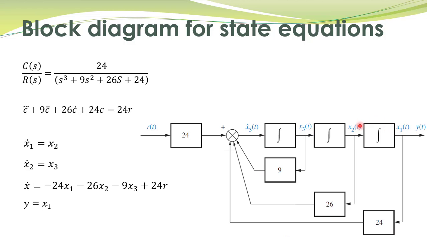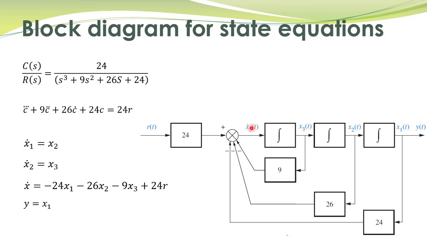That means that this block over here implements this first differential equation, x1 dot is equal to x2. This signal over here is x1 dot. If this is x1, this is x1 dot, and x1 dot is equal to x2. So this equation is implemented over here. Likewise, this signal is x2, and what will be this signal? x2 dot. x2 dot is equal to x3. This equation is implemented over here, and this signal is x3.